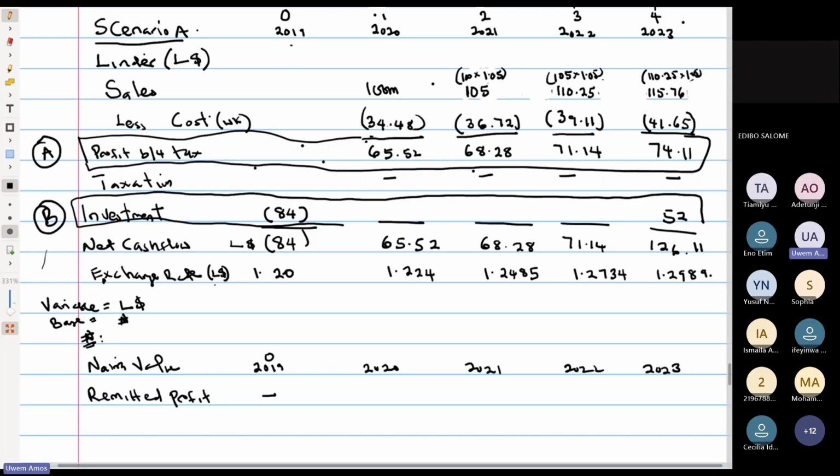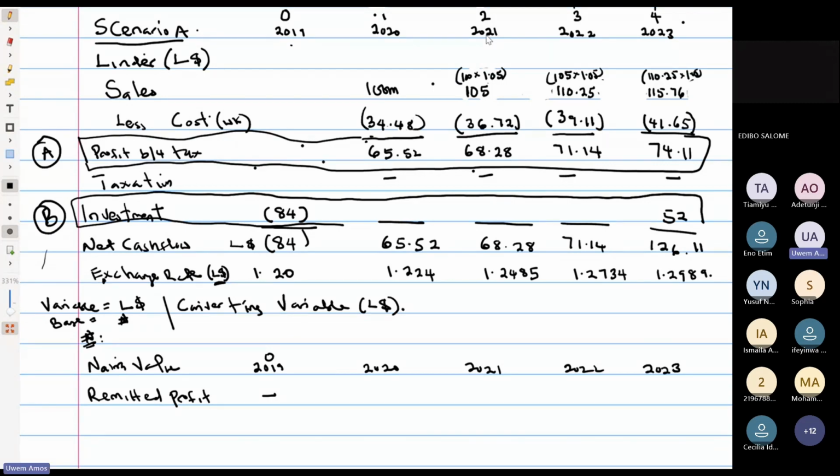We are converting Linderian dollar. All of these values we have above are in Linderian dollar, so we are converting the variable. When you are converting the variable, what is the rule? We divide. It's as easy as that. So 65.52 divided by 1.224. What is the value?